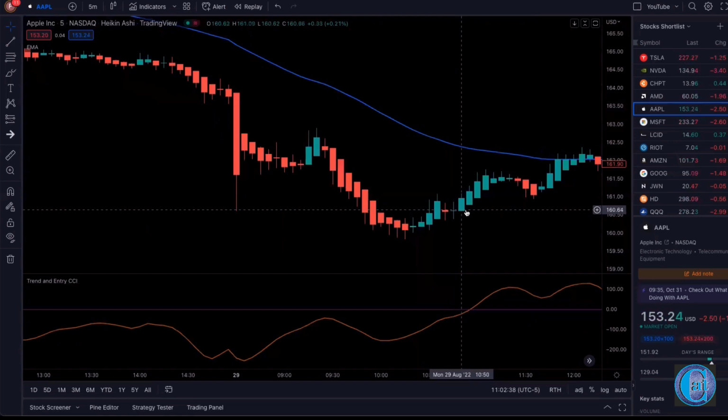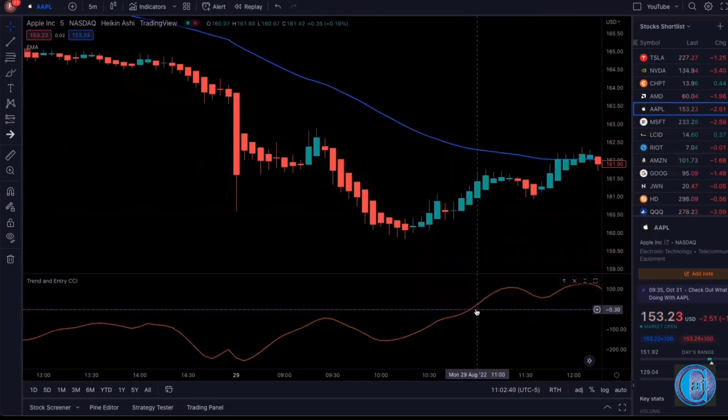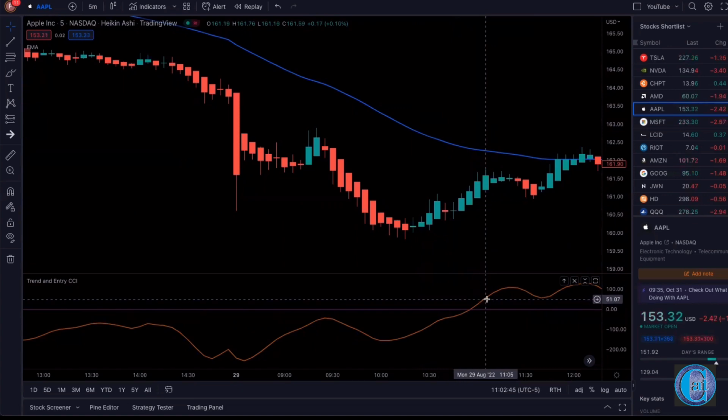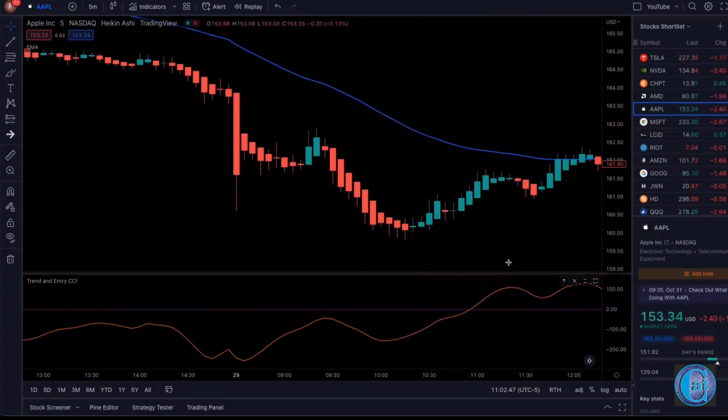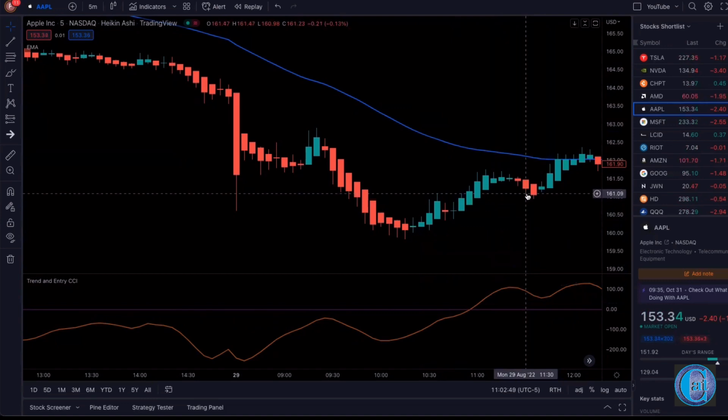We're not getting in. And then the orange line goes above the zero level. So no more short trades for now. We're not taking this trade because the orange line is above the purple. It needs to be below the purple, below the zero level, for us to take short trades.